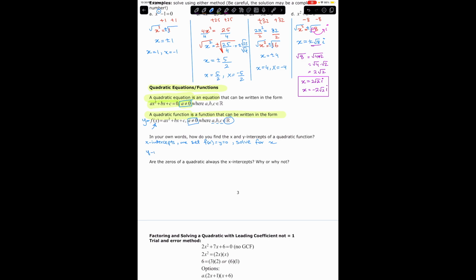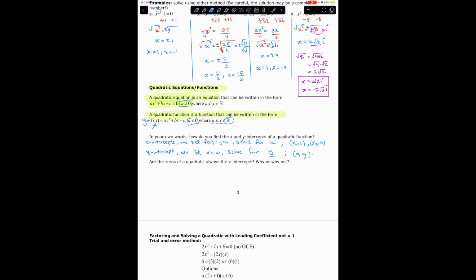In order to find the y-intercept, we set x equal to 0, and then we solve for y. Okay, and then the solution, we're going to write it in the form (x1, 0), (x2, 0). When we find the x-intercepts and we want to find the y-intercept, the solution is going to look like (0, and the y value that we find).